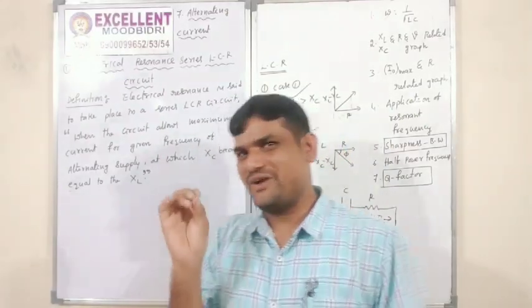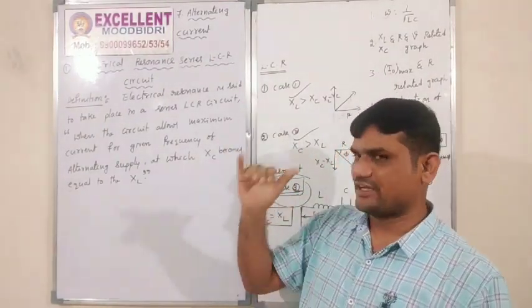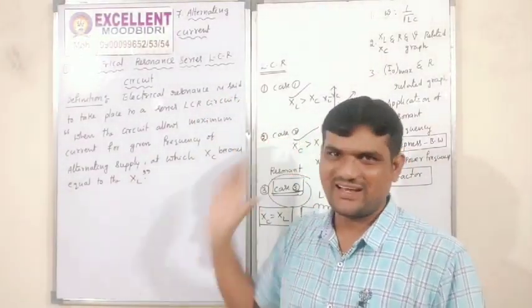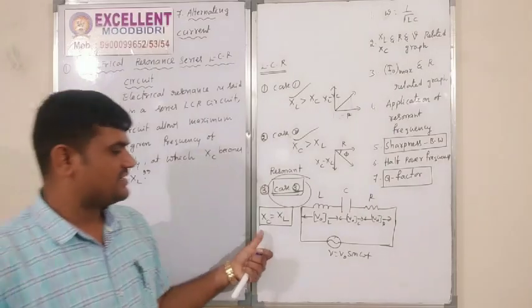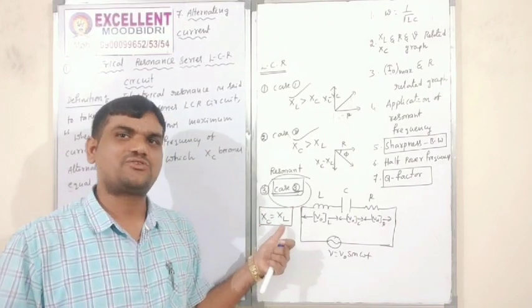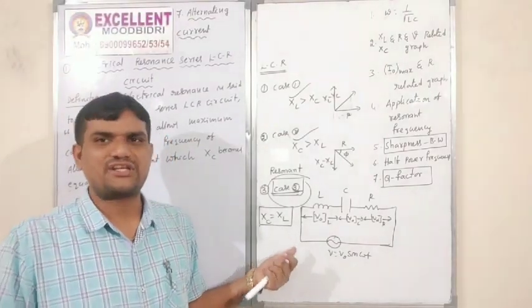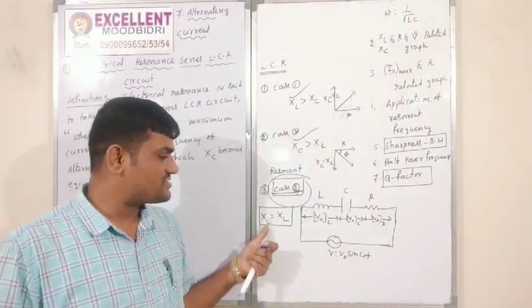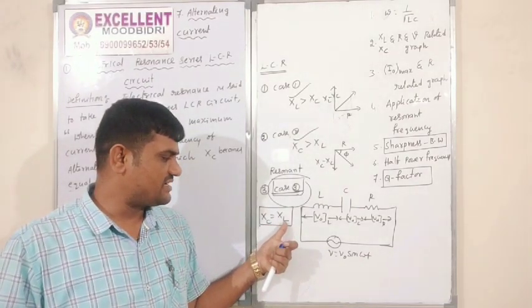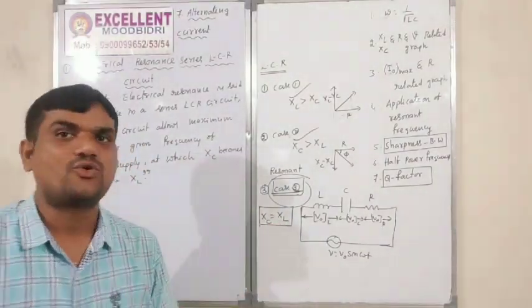That means when we say the circuit is in resonating condition, what is that? When the circuit is in resonance, the condition is simple: if XC is equal to XL, in that case the circuit is in resonance. Capacitance and inductor, both are equal. Okay, we will go to the definition.